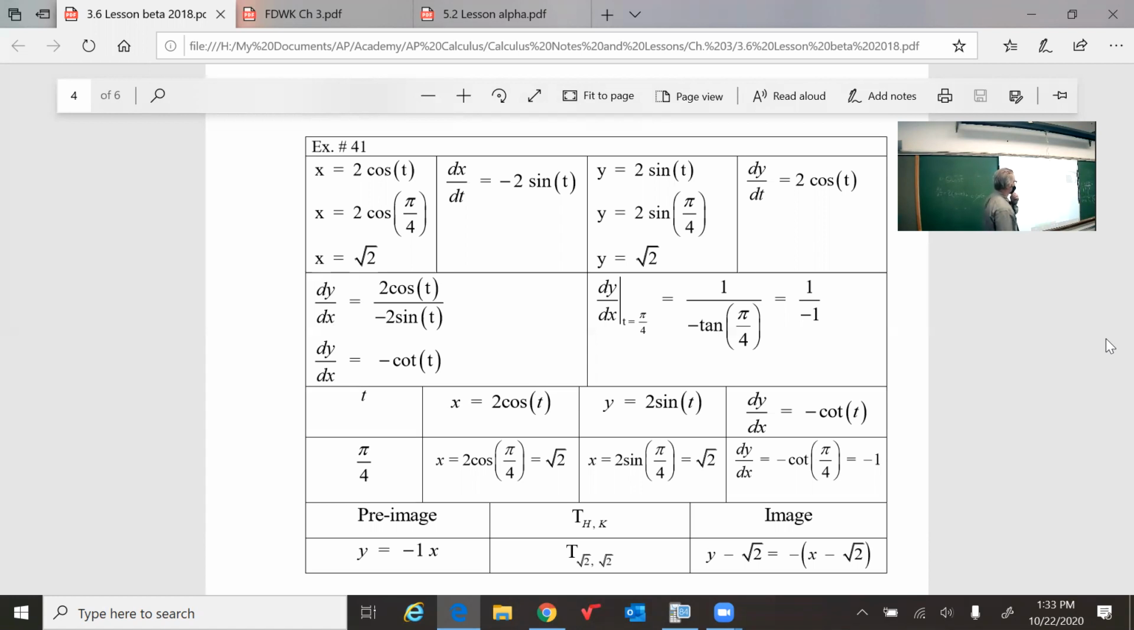Then what? Well, at pi over 4, the sine and cosine are both root 2 over 2. And you have a size change of magnitude 2 to that. So the input and output are going to both be root 2. So that's the magnitude of this slide. The slope's negative 1. You would end up with that.